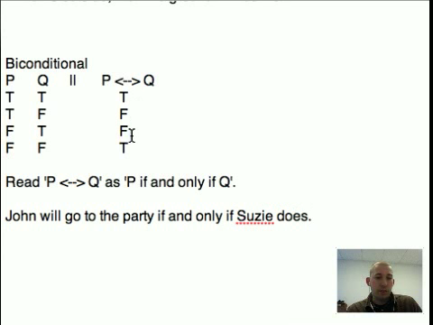The one odd place you might think of is when both of them end up being false, right? So when both components of the biconditional are false, the whole sentence will still come out true. And intuitively you can think, well, if neither John went to the party nor Susie went to the party, then this sentence is still true. John will go to the party if and only if Susie does. So if Susie doesn't go to the party, John better not go to the party either. And as long as that's the case, then this sentence will still come out true.